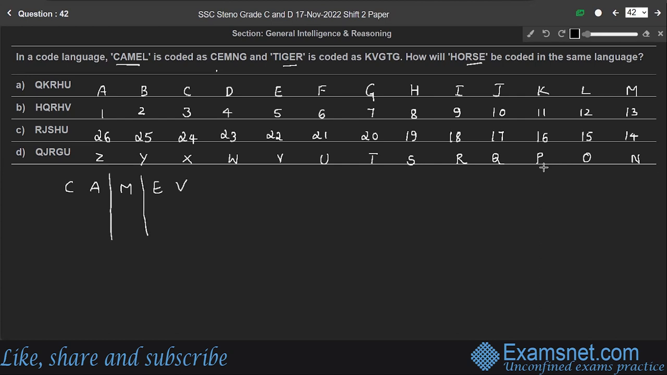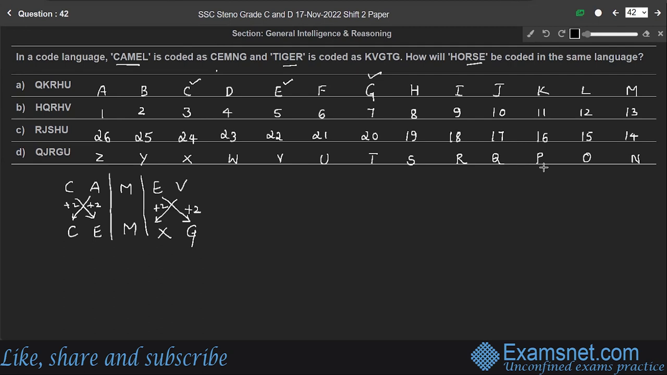Here, C is coded as E. The positional value of C is 3, plus 2 gives you E. Whereas A is coded as A plus 2, which is C. And M is coded as it is, M itself. And for the last two letters, we'll add 2 to E, you will get G. E plus 2 is G. 5 plus 2.